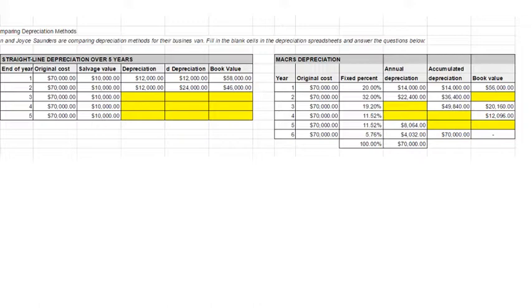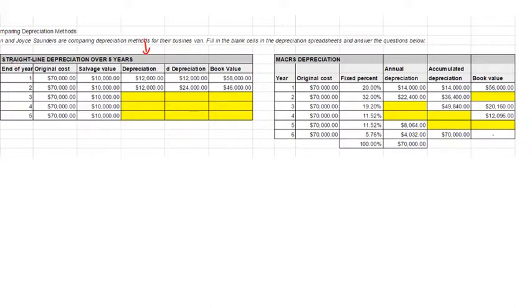So first, we're going to take a look at the table. Now, I had to shrink this down pretty small to get it to fit on this slide, so I recommend that you pull up this page of the project and have it in front of you as you follow along with this video. So you're filling in the missing information here. We'll start with the straight line depreciation over 5 years table, and we'll look at the depreciation column.